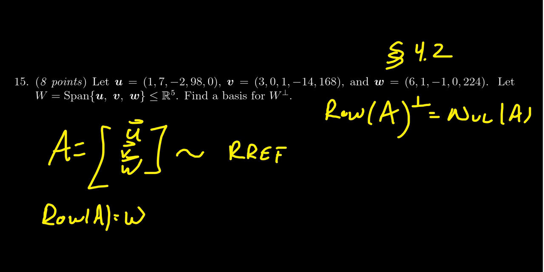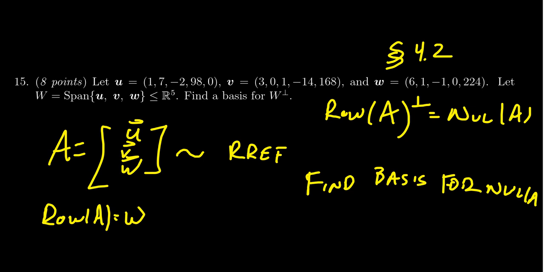which, do you need to show your steps here? Probably not. It doesn't say specifically show your steps, and there's much more to this problem than just row reduction. So if you don't show me any details of RREF, that's okay. Once you then have the RREF, since the orthogonal complement of the row space is the null space, you need to find a basis for the null space of A. And then that will be the orthogonal complement W prime.